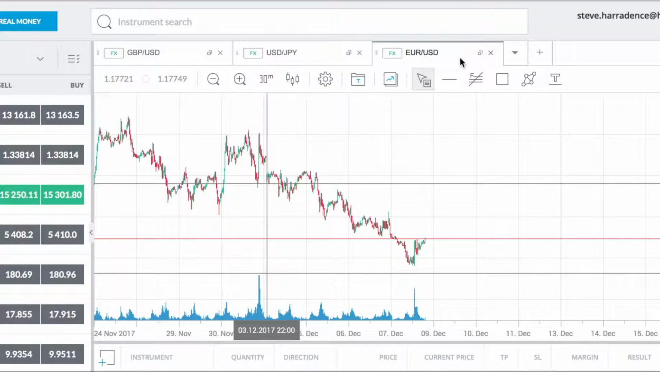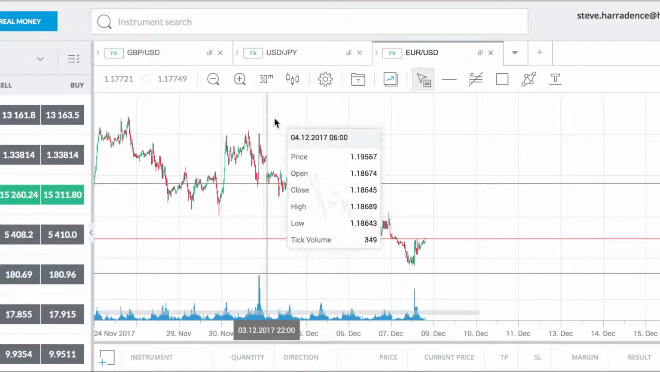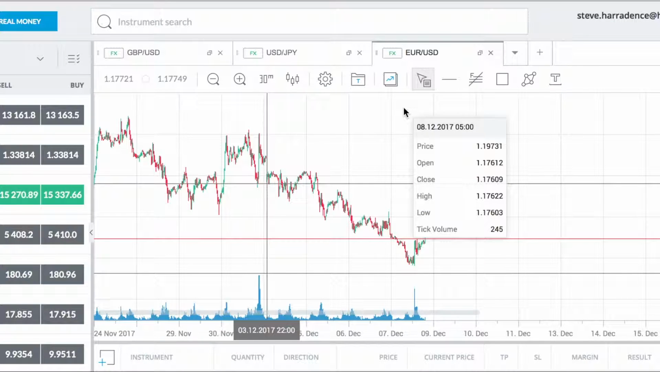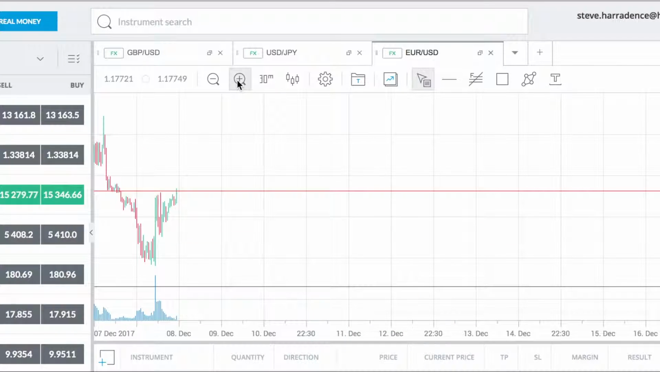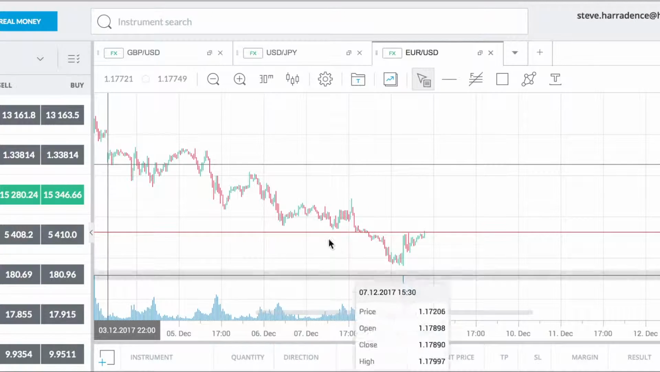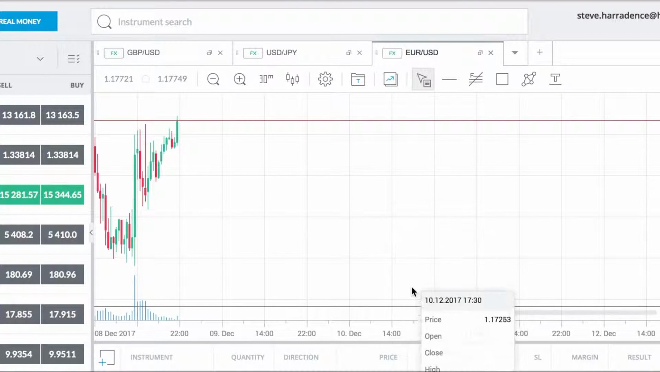So if we start with euro dollar. Okay, so this mark here is the open of the markets on the Sunday 3rd. It opens at 10 o'clock UK time. Again, this is all UK time, and I'm using my demo account to show, as I don't want to accidentally put a trade on. So if we zoom in a bit here, you can see that it's a 30-minute chart. So each candlestick is 30 minutes.